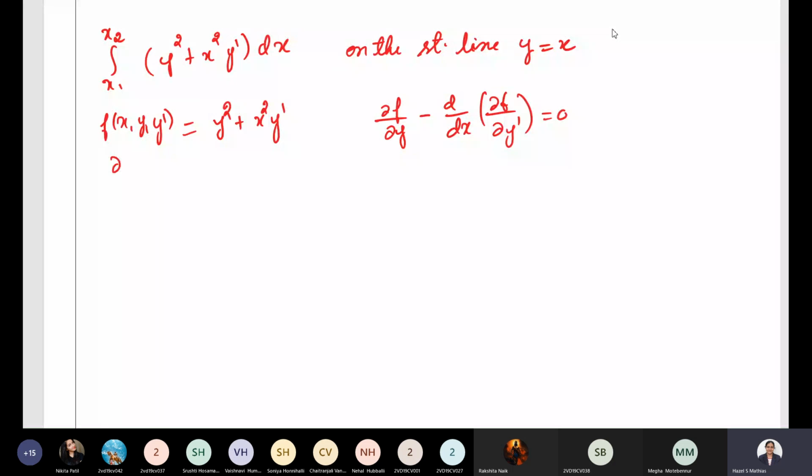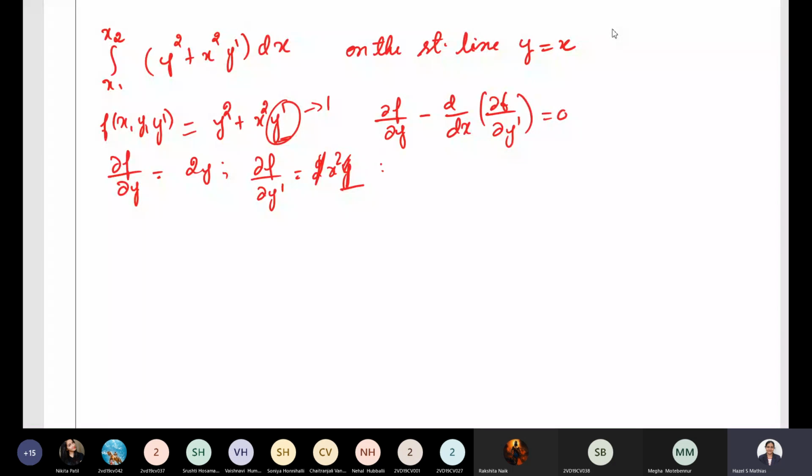What will it become? What is dou f by dou y? It is 2y. What is dou f by dou y dash? It is 2x square, not 2x square, it is only x square y double dash. Am I correct? No. Differentiation of y dash will be 1. Differentiation of x square into y dash with respect to y dash, y dash will be 1. So you will have only x square over here.